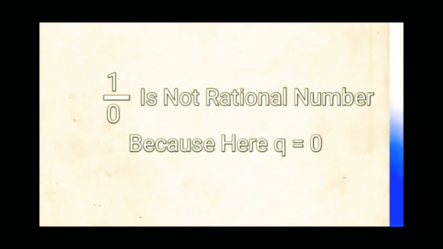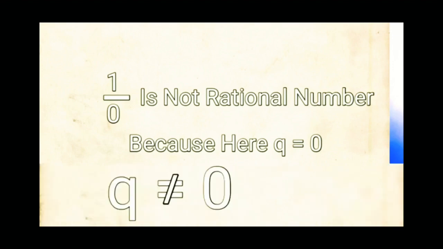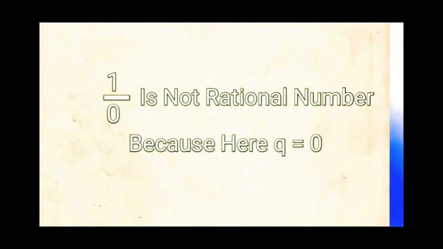But 1 over 0 is not a rational number because here q is equal to 0. q not equal to 0 is the necessary condition. So 1 by 0 is not a rational number.